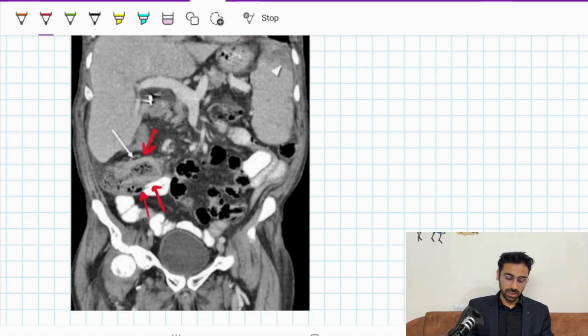You can also see here that the spleen also had lesions. Whenever you have multi-organ involvement, think of TB, think of malignancy.